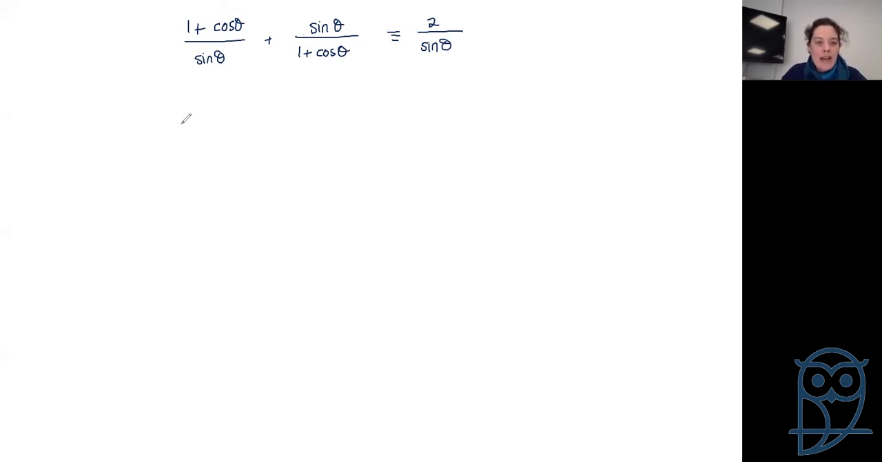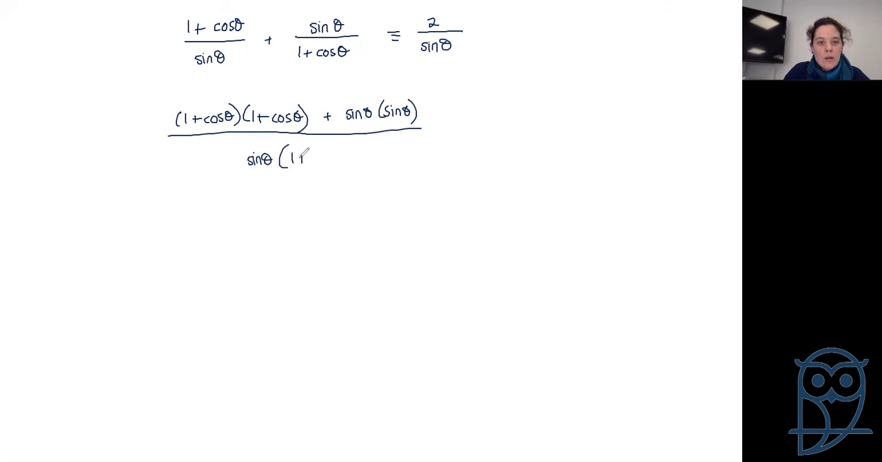So on top, we would have (1 + cos θ)(1 + cos θ). Note how that original 1 + cos θ went in brackets because it's the whole of that top times the whole of the bottom of the other fraction. Plus sin θ times sin θ. Here we're not so worried about that sin θ going in a bracket because it's only 1 term. When you have more than 1 term, bracket it, keep it safe. Common denominator, sin θ (1 + cos θ).